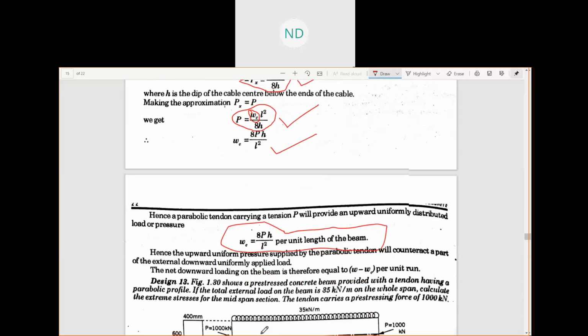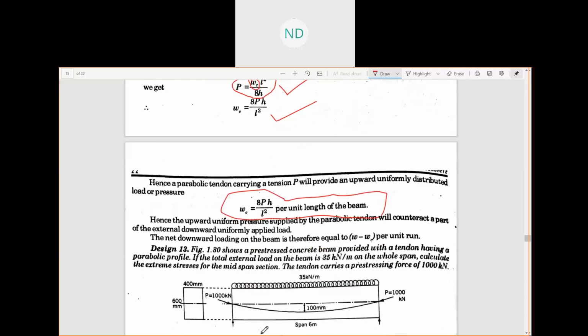Now if we go and solve a problem here, note down this question fast. This is a figure given to you, a pre-stressed concrete beam which is provided with a bent tendon of a parabolic profile. If the total external load on the beam is 35 kilonewton per meter on the whole span, calculate the extreme stresses for the midspan section. That means at the center we have to calculate the stresses.